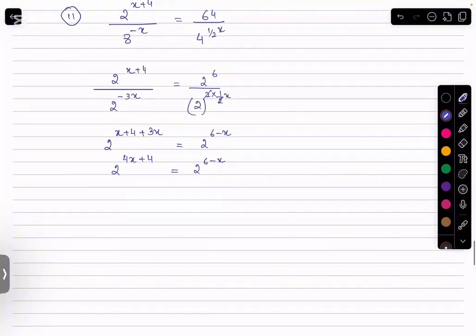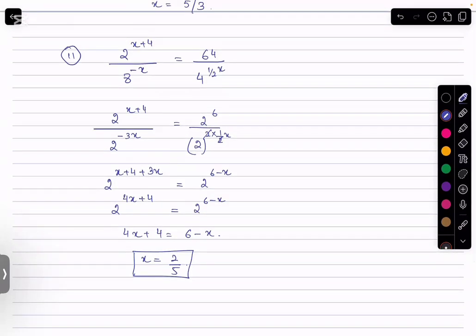Now quickly solve and give me the answer. x is equals to 2 upon 5. Acha, x is equals to 2 upon 5. Yes, Umema. Yeah, I'm getting x is equal to 2.5. Let's do one more.